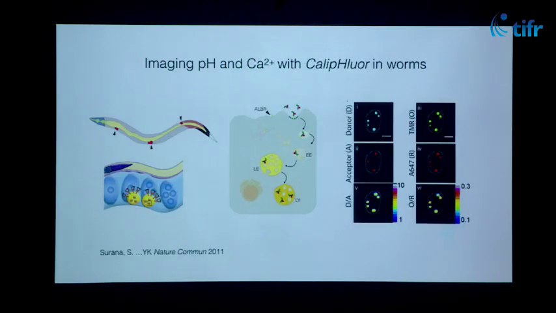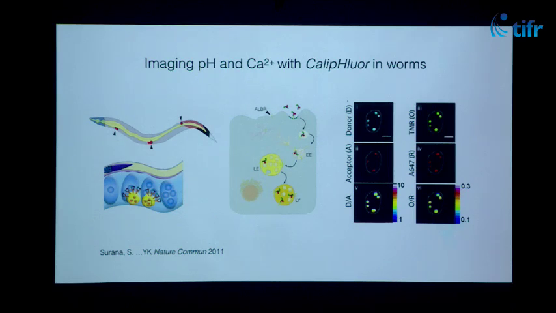And so I'm going to add a second layer onto this. If you take your coelomocyte, which is now labeled with your device, you will take 4 images: the donor channel, the acceptor channel, the orange channel, and the red channel. I already told you how to get a pH map. This is going to be pH and calcium.